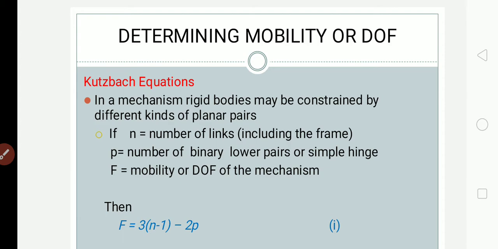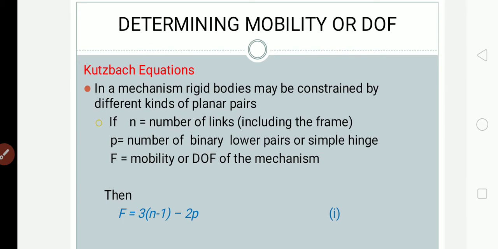Now the third case, which we already saw: when 2 elements or 2 links are joined to form a pair, some constraints come in. The 2 elements cannot move independently; they can move only relative to each other. Then one of the links is fixed and that becomes a mechanism, and that mechanism will have some degree of freedom which is related to the number of links, the number of pairs in the mechanism, etc. So now we are discussing the equation for finding the degree of freedom of a mechanism.